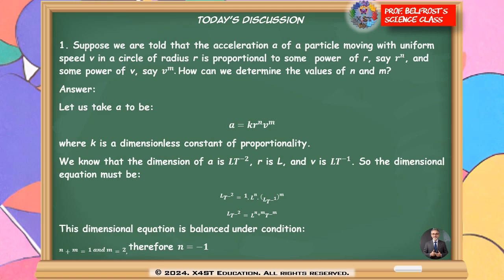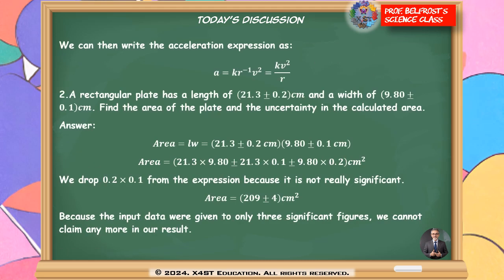That's why we have the acceleration expression a equals k times r to the minus 1 times v squared, which is k times v squared over r. That's it. Second problem: a rectangular plate has a length of this and a width of this. Find the area of the plate and the uncertainty in this calculated area.